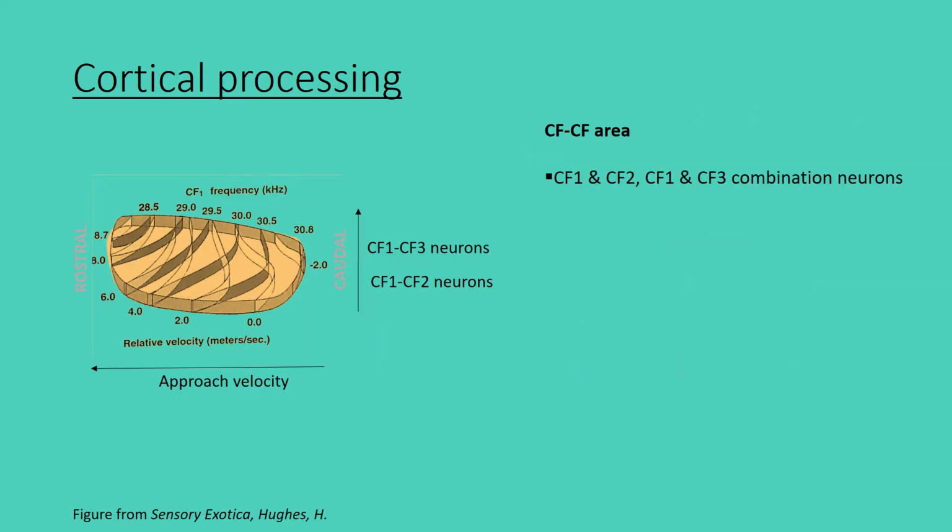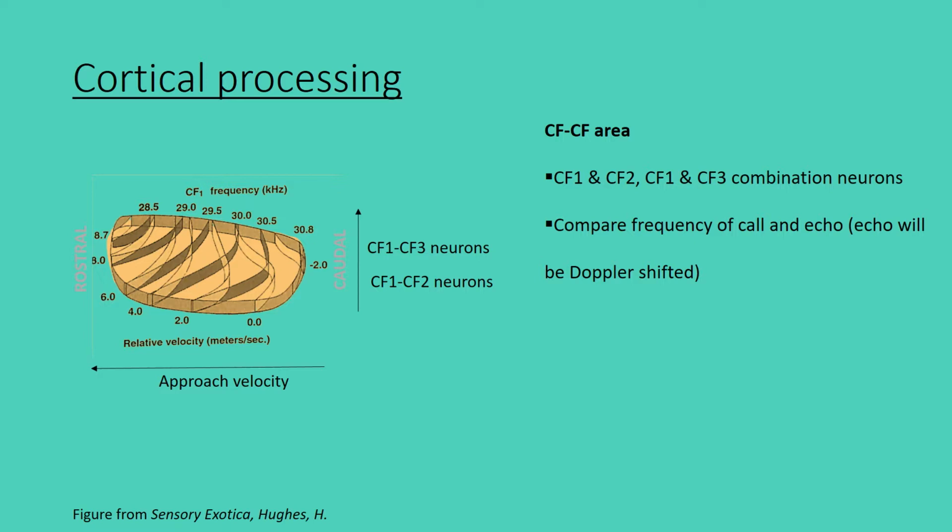Doppler shifts are also used to compute the flying velocity of a bat. This is seen in the CF-CF area, which computes rate of approach and creates a neural map of approach velocity. The frequency of a call and of the echo could be compared to assess this. Combination neurons in the CF-CF area match the frequency of a call with that of the echo by computing Doppler shifts in the constant frequency component of the signal in the echo.